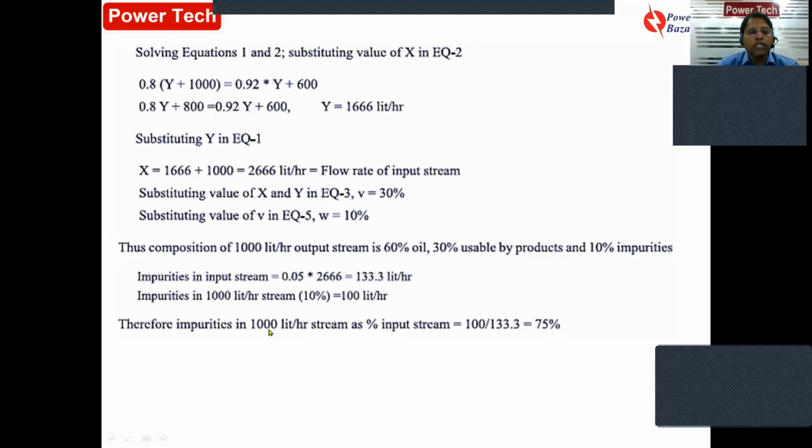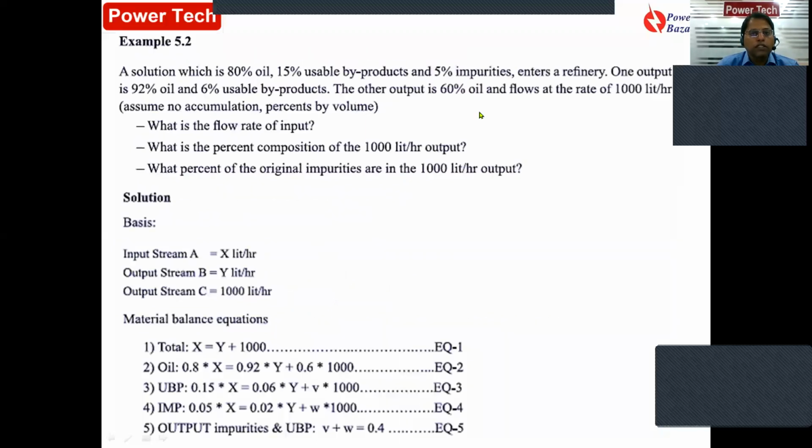Therefore, the percentage of impurities in the 1000 liter per hour stream as a percentage of the input stream will be 100 divided by 133.3. It becomes 75%. So this is the percentage of impurities in the 1000 liter per hour stream as a percentage of the input stream. Though it looks like a very complex equation, it can be solved by using material balance, where you can find out the different types of yield, different types of product, different types of waste, different types of impurities for any type of process.